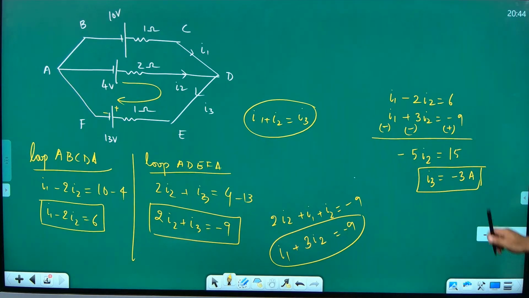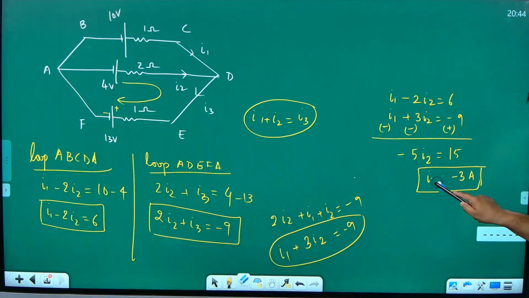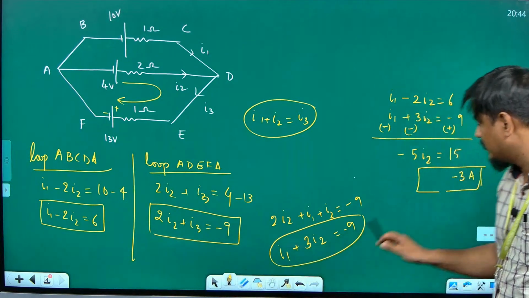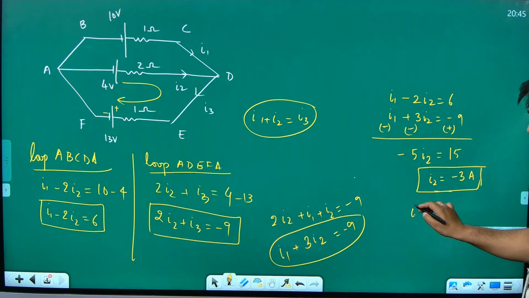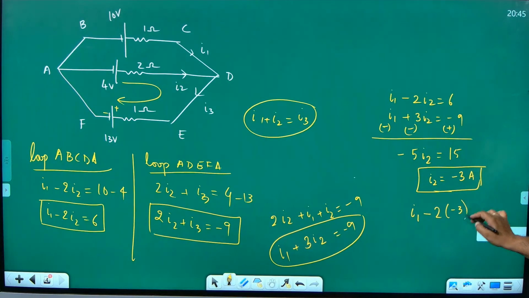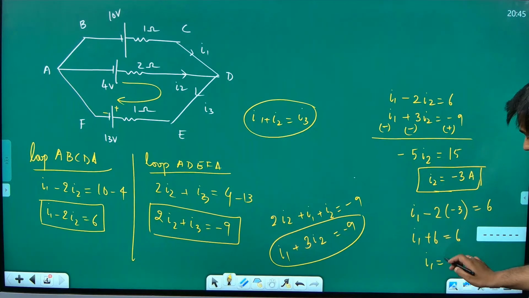When I substitute I3 is I2. Okay. Yes, so we have got the value of I2 as minus 3 ampere. Then I am putting I2 there, I am going to get I1. I1 minus 2 times of minus 3 will become 6. So I1 plus 6 is equal to 6. So I1 is coming as 0.